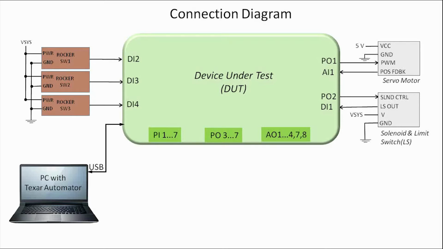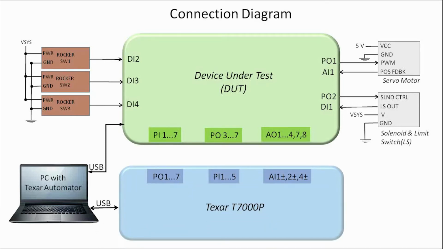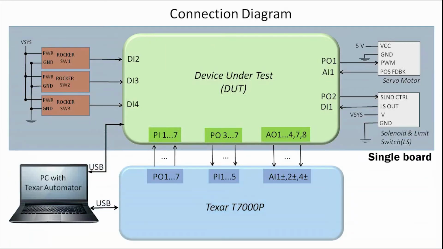And the remaining I/Os are tested using a T7000P. The pulse-in channels get signals from pulse-out channels. Likewise, the pulse-out signals are measured by the pulse-in channels. And the analog-out signals are measured by the differential analog-in channels. For ease of handling, these parts are all mounted on a single board.